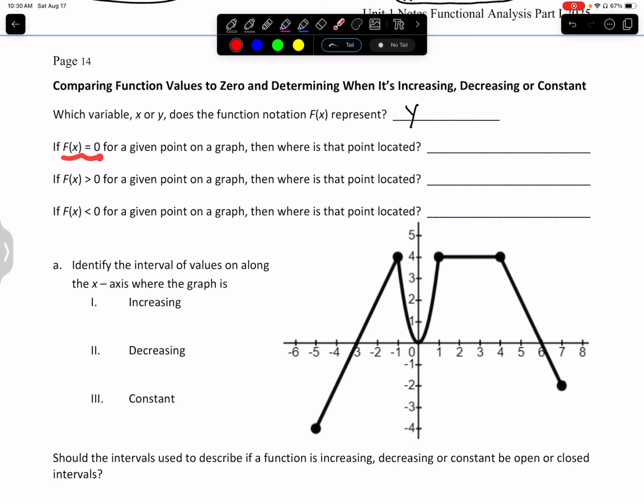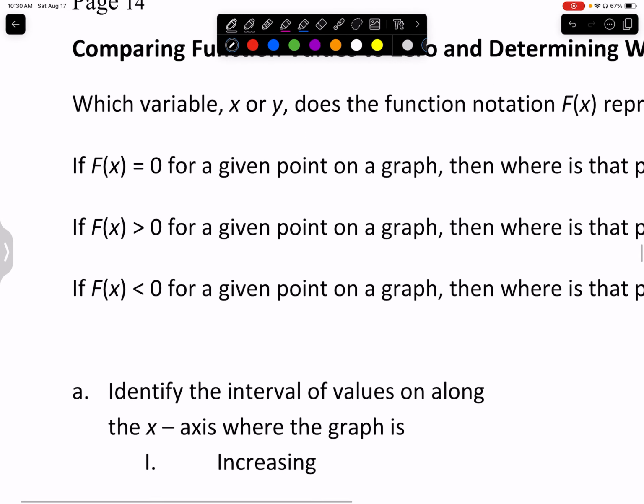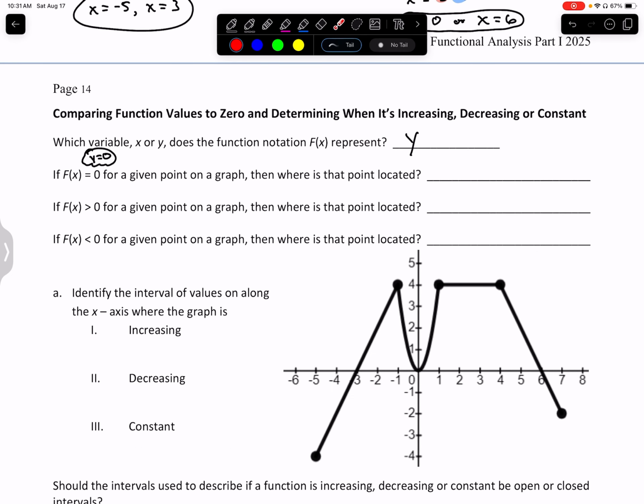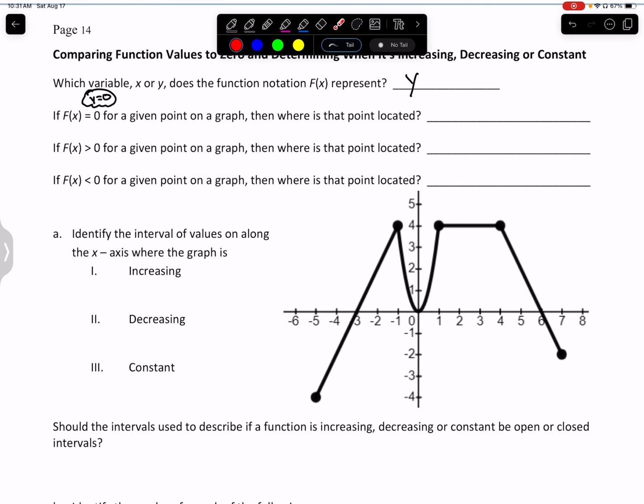If f of x equals 0, essentially what we're saying here is that y equals 0, because f of x and y are the same thing. For a given point on the graph, where is that point located? If I look down here at this graph, if y equals 0, I have to be on the x-axis. That means I couldn't have gone up and I couldn't have gone down. So this point has to be on the x-axis. In other words, we have some random x value, but we know the y value is 0.